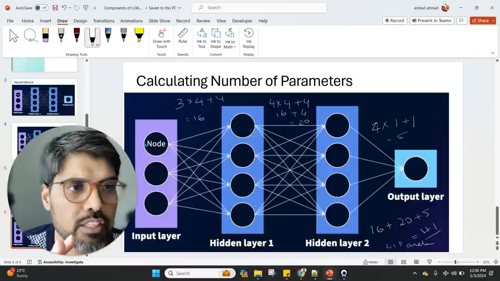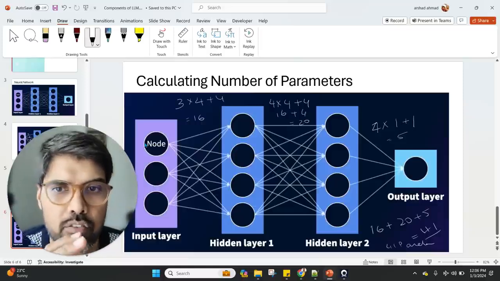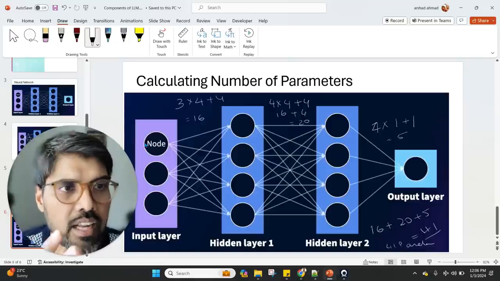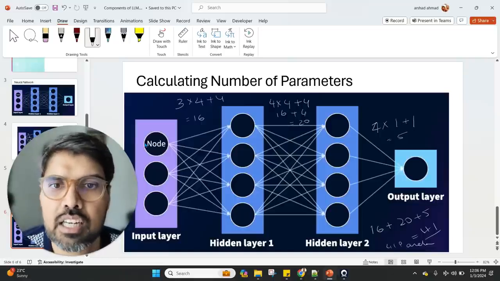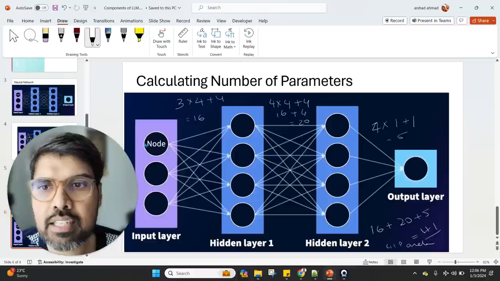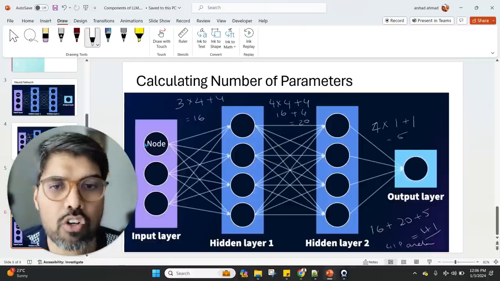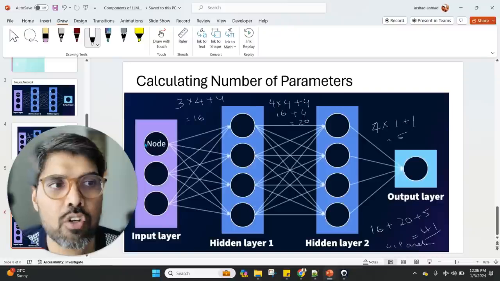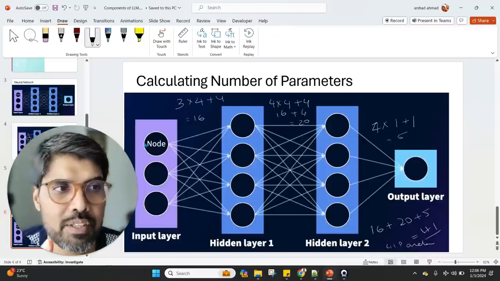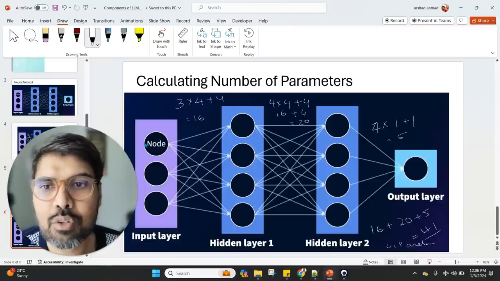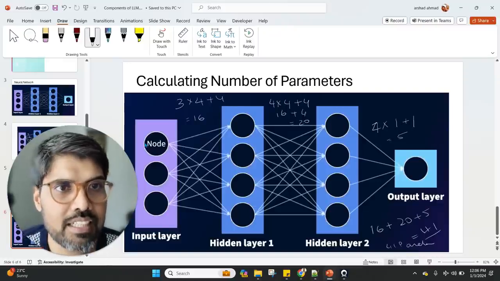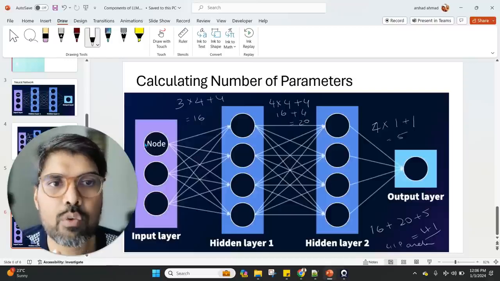To give you a sense of perspective, most large language models like GPT-3 and LLaMA have several billion parameters, and they consist of a lot of layers, a lot of nodes, and a lot of connections like this. So this is a completely connected network, and this is the way we calculate the number of parameters.